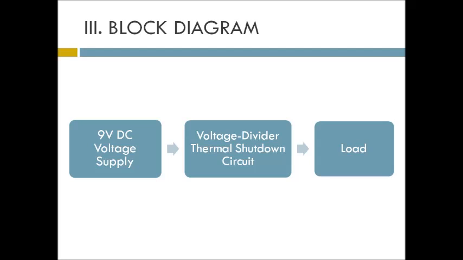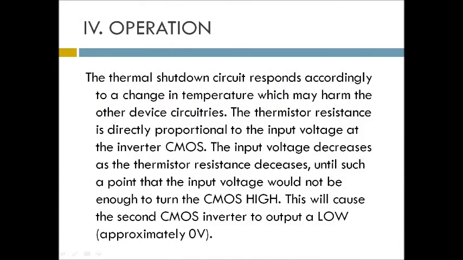The hysteresis circuit is also used here to prevent thermal oscillation. The thermal shutdown circuit responds accordingly to a change in temperature which may harm the other devices and circuitries. The thermistor resistance is directly proportional to the input voltage at the inverter of the CMOS. The input voltage decreases as the thermistor resistance decreases, until such a point that the input voltage would not be enough to turn the CMOS high. This will cause the second CMOS inverter to output a low, approximately zero voltage.